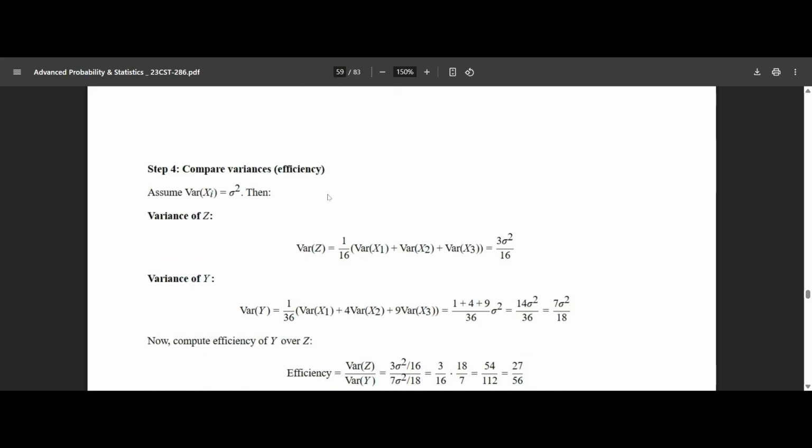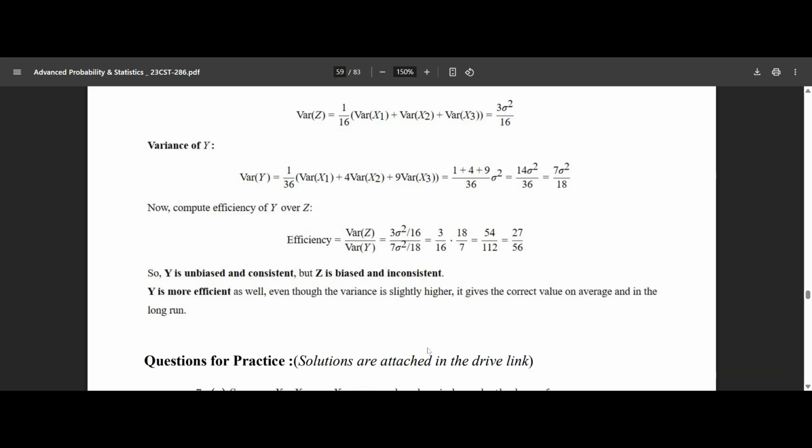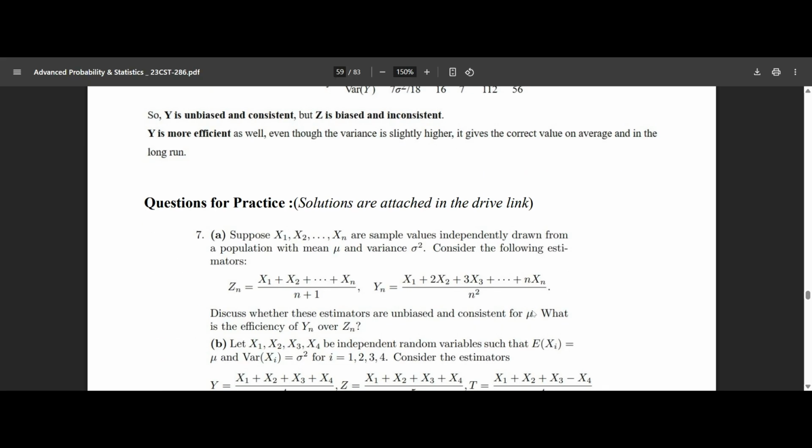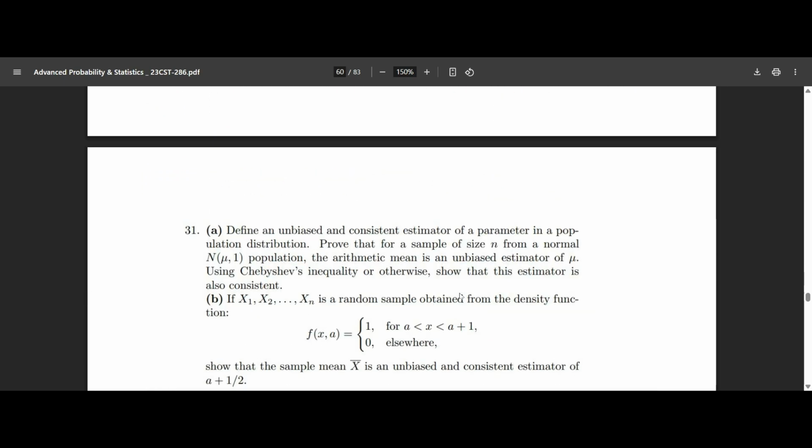Compare variances. So we compare the variances of Z and Y. Now efficiency of Y over Z means var of Z by var of Y. So Y is unbiased and consistent, but Z is biased and inconsistent. Y is more efficient as well. Even though the variance is slightly higher, it gives the correct value on average and in the long run. Okay, so we have a few questions for practice here.